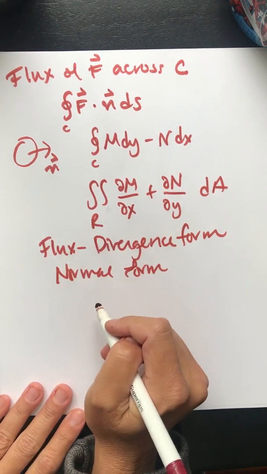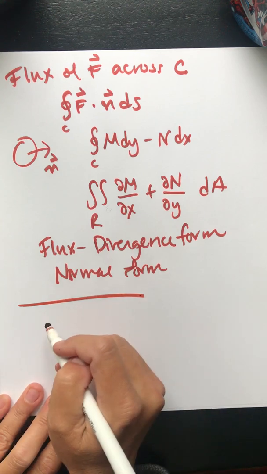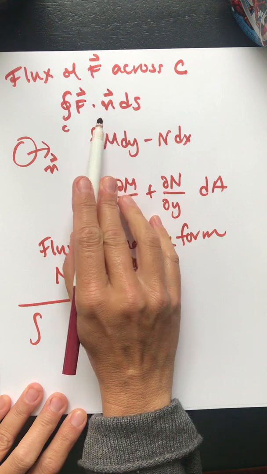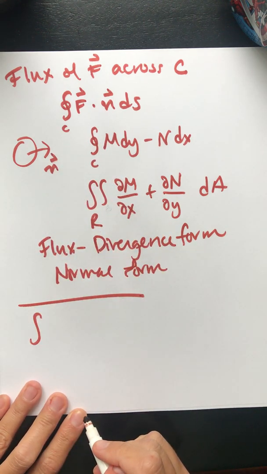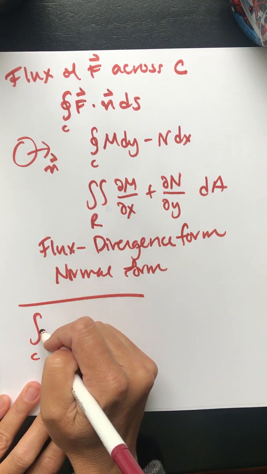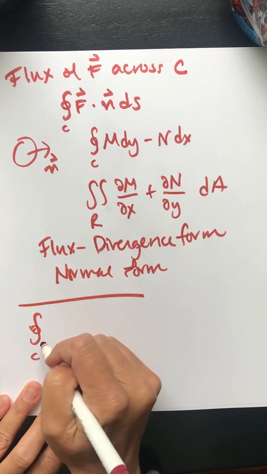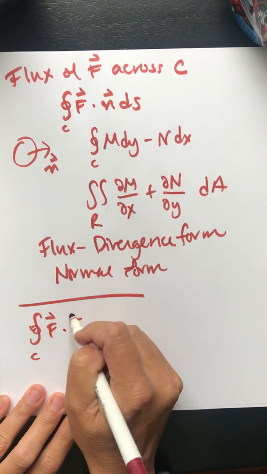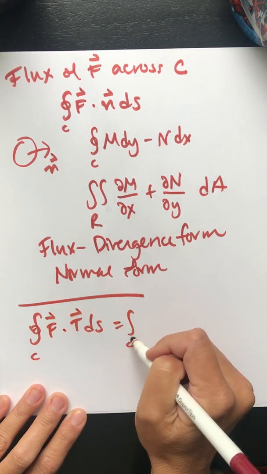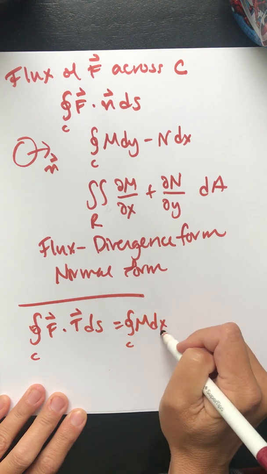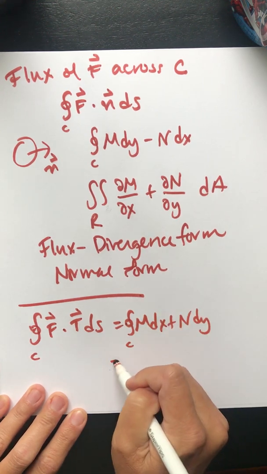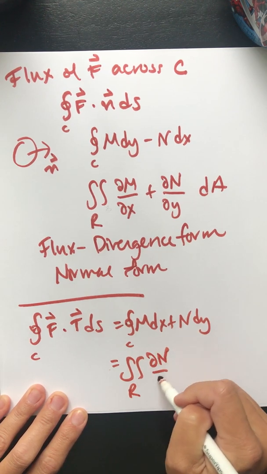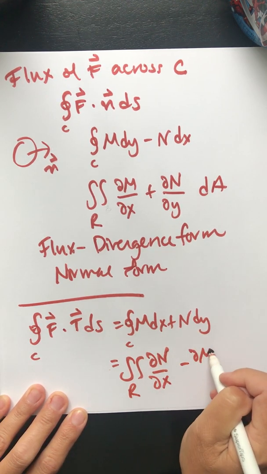The other way we're going to look at this is circulation curl. So now, instead of finding the component of the field on the normal vector, we can find the component of the field on the tangent vector. So again, if we close it, we have a closed region. So now if we put this onto the tangent vector, this is going to be m dx plus n dy, which turns into the double integral over the region of the partial of n with respect to x minus the partial of m with respect to y.